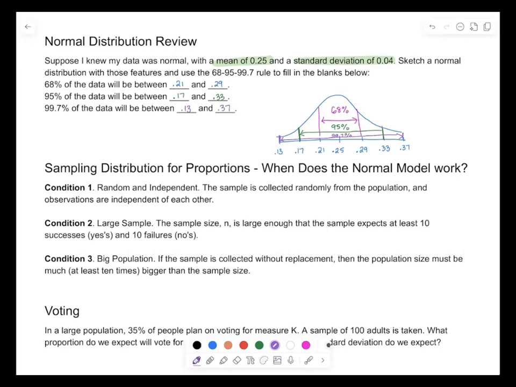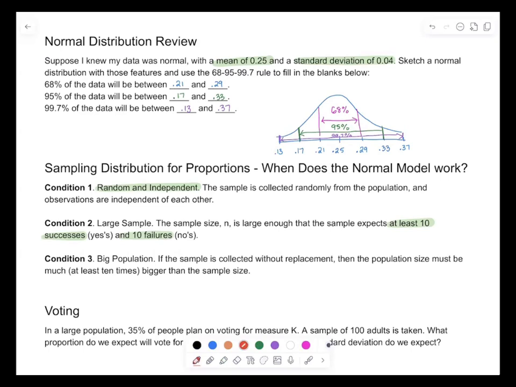Now, in order to use the normal model in these specific problems, we need to meet some conditions. So condition number 1 is that we need our sample to be random and independent. We talked about how we do a simple random sample, and we talked about possible sources of bias. So this only works if our sample is random and our samples are independent from each other. Condition number 2 is that we need to have a big enough sample. So we need to have at least 10 successes and at least 10 failures.